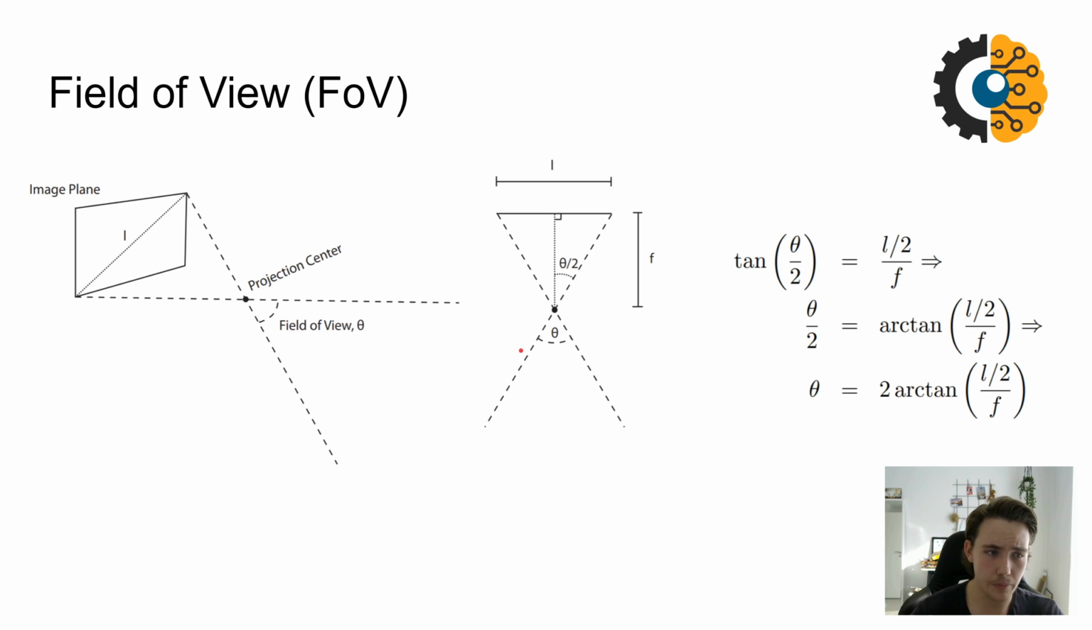So we also need to talk about the field of view, where the field of view is how much we can see with our camera. We can see here that we have this projection center and then we have our image plane here, and the field of view will be the angle, or how much we can see with our image, on our image plane.